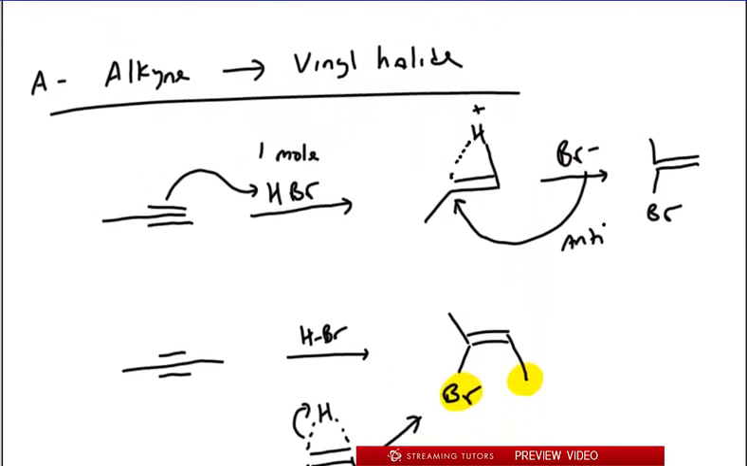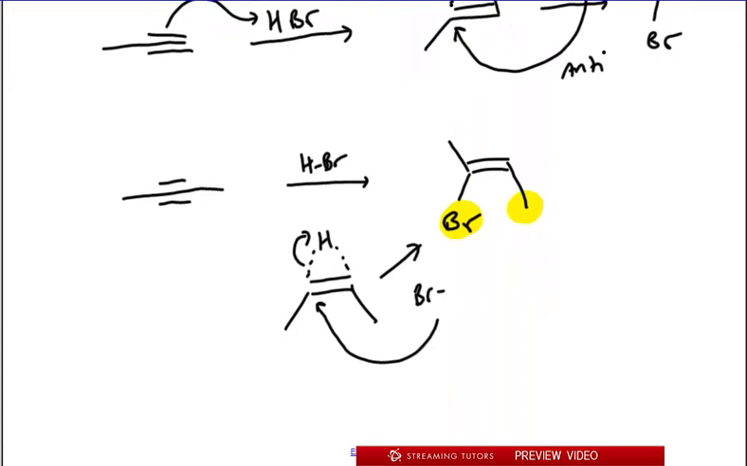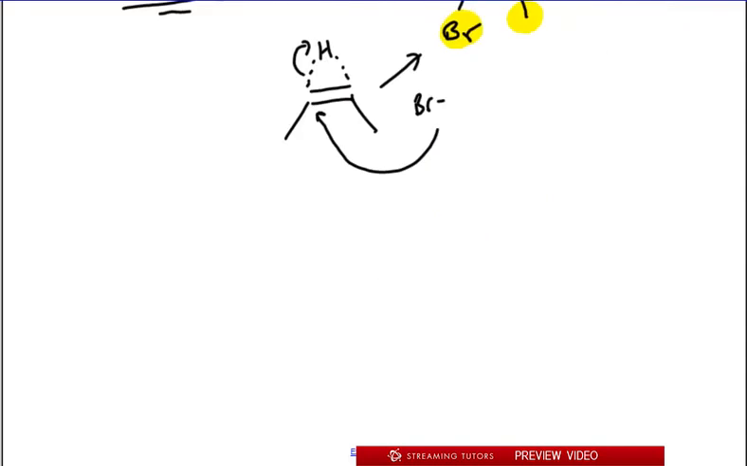Okay, so that's the first thing. We could make a substrate like a vinyl bromide by doing what I just showed you here. Okay, now there are other examples. So another example with an alkyne, let's say you want the Br on the end.